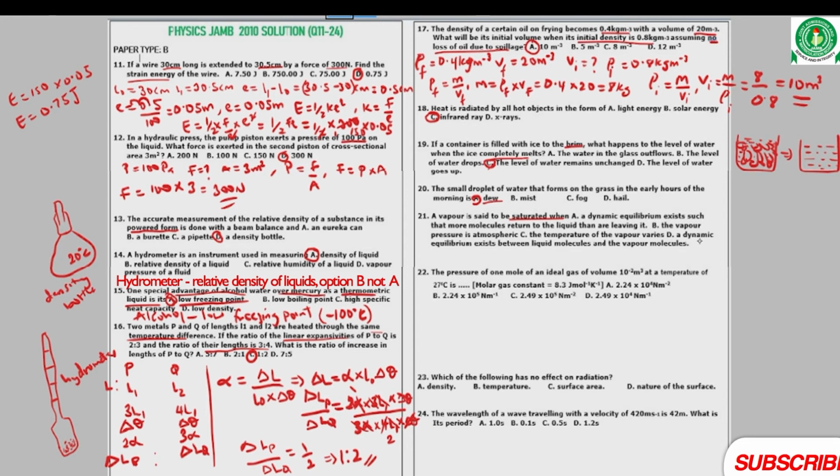And D, a dynamic equilibrium exists between liquid molecules and the vapor molecules. Yes, this is very, very correct. So our option here is option D.